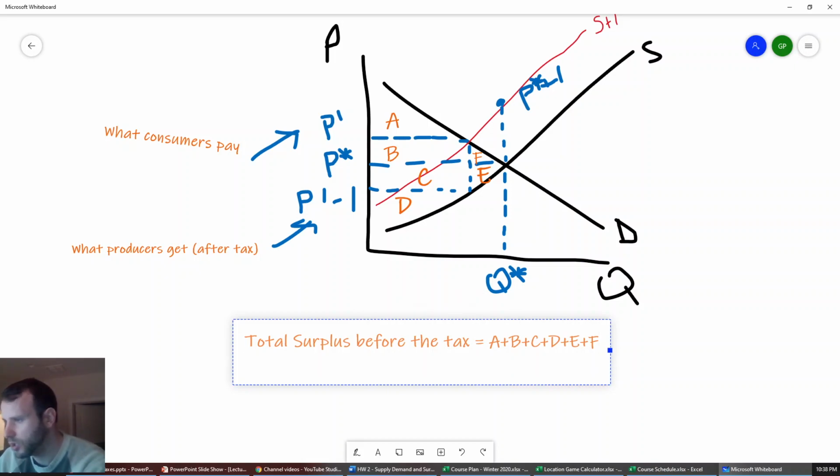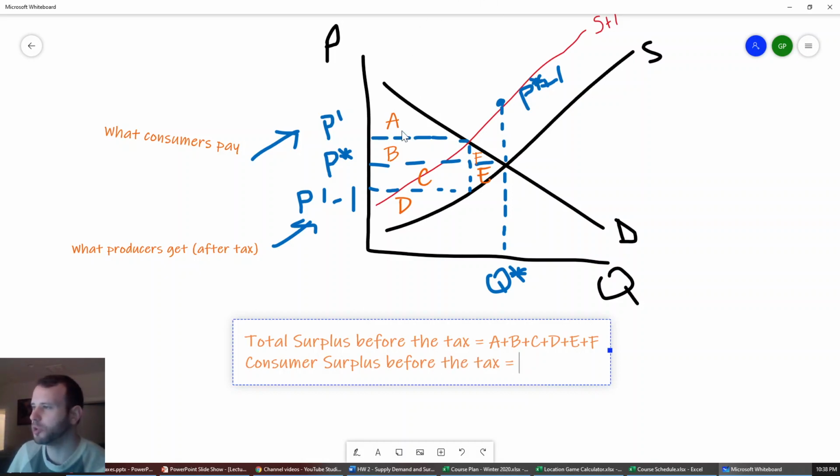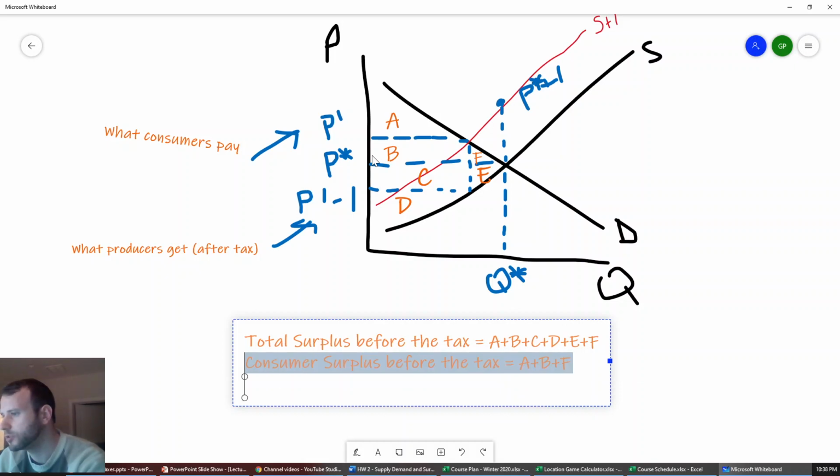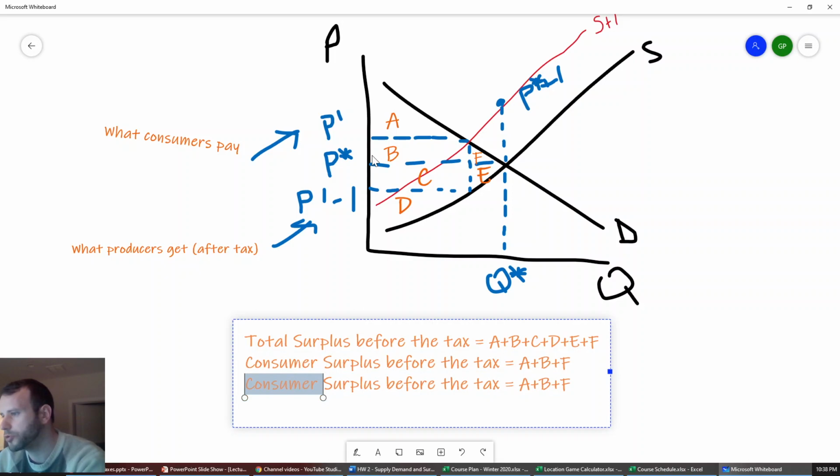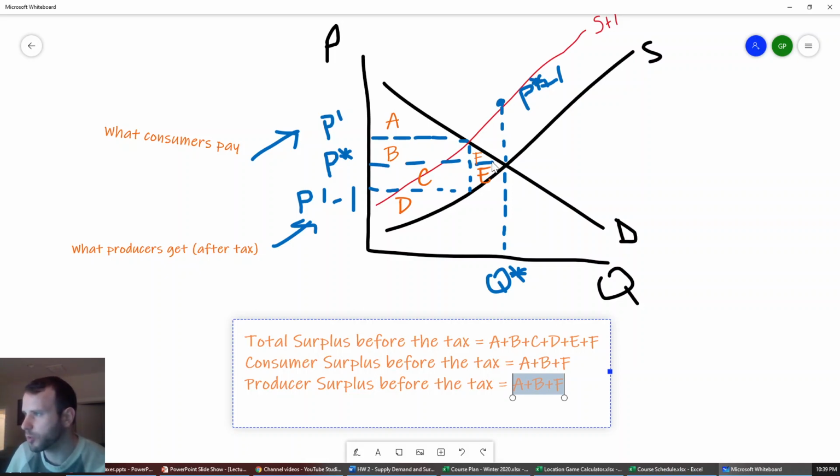If I'm looking for consumer surplus before the tax, what was that? Consumer surplus is the difference between the demand curve and the equilibrium price, where the old equilibrium price was P star. So that should be A plus B plus F. What about the producer surplus before the tax? That would be between the equilibrium price of P star, the old equilibrium price, and the supply curve, so it should be C plus D plus E.